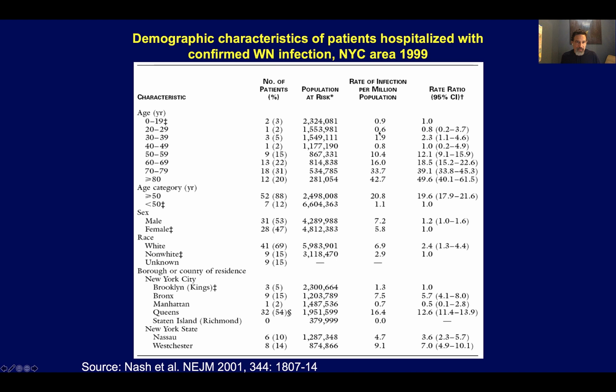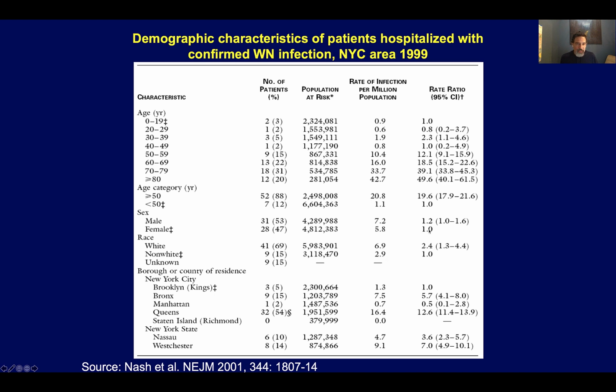The rate of infection, really the rate of severe West Nile infection, because we're looking at hospitalized cases per million population. And you can see the very rapid increased risk with age, such that people aged 80 and over were 50 times more likely to be hospitalized with West Nile virus in New York City compared to people aged 0 to 19 years. So a very strong age gradient.